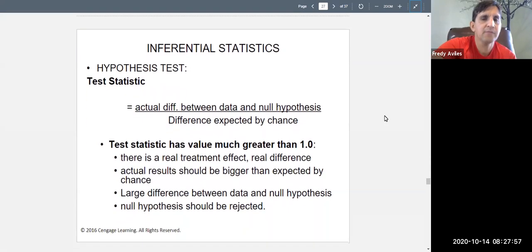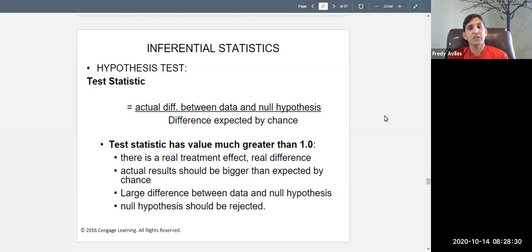Now, you could have a different outcome. The test statistic, remember, represents the difference that you found minus the null hypothesis, divided by the difference expected by chance, okay? And remember, in real life, the equation could be more complicated. This is just representing the logic. If the test statistic has a value much greater than 1, okay? That means that there is a real difference, okay? That the treatment effect is real, okay?